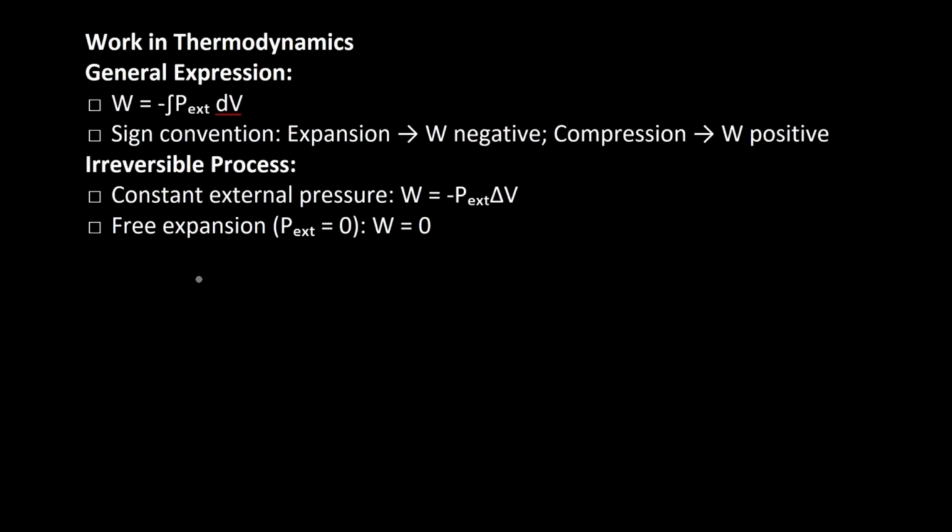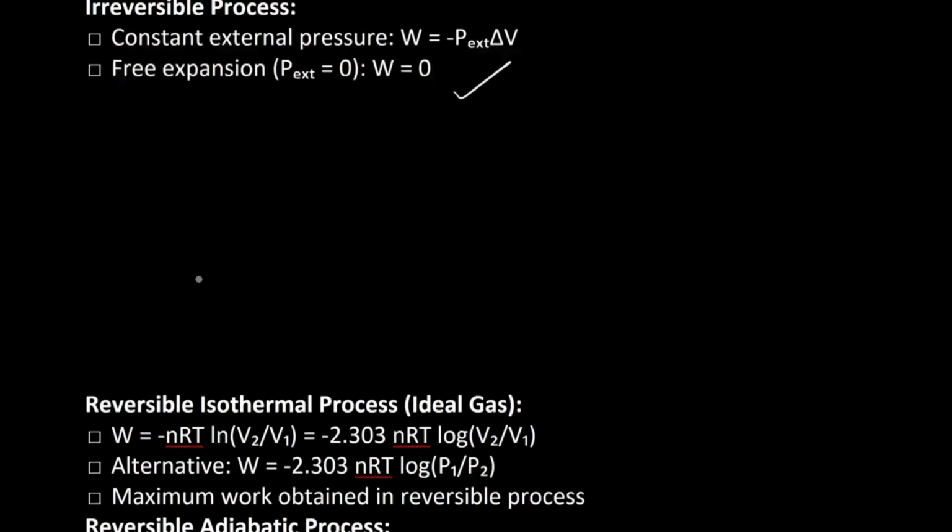And work in thermodynamics, this important formula: W is equal to integration of P external dV, or just PV minus PV whenever it comes. And for free expansion, P external is equal to 0 and work done will also be equal to 0 for an irreversible process. Expansion means work done becomes negative and compression means work done becomes positive.